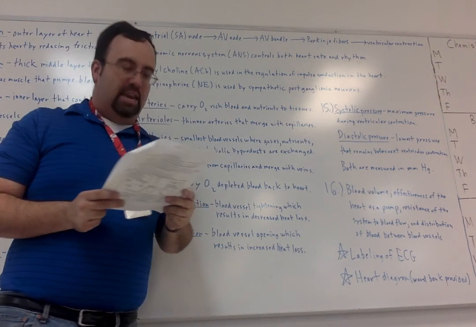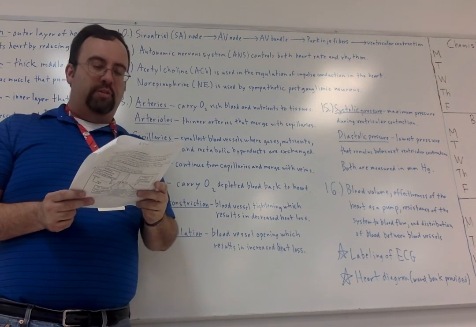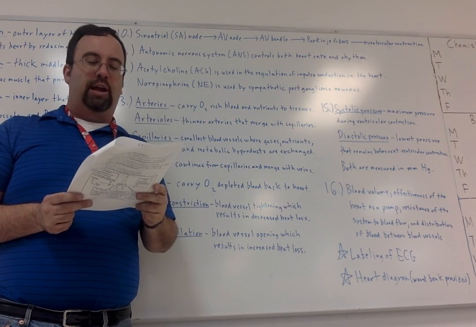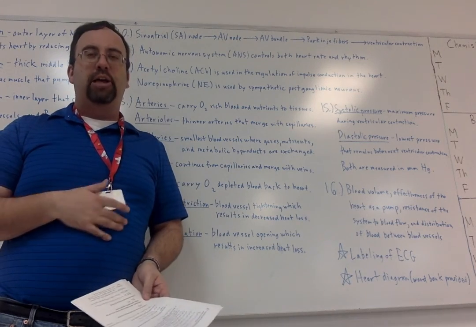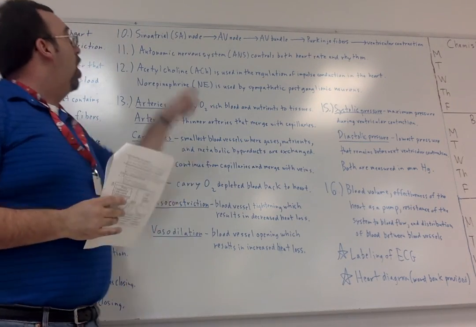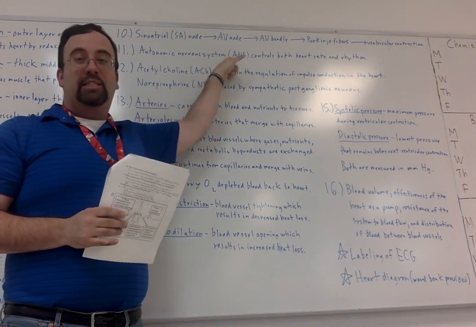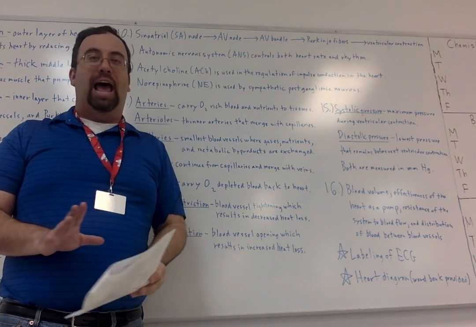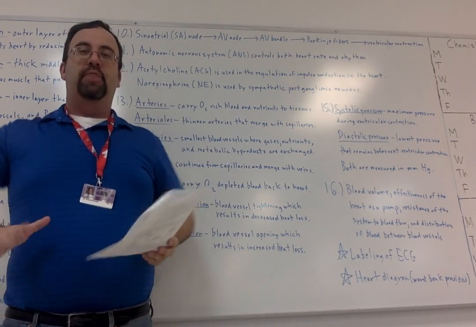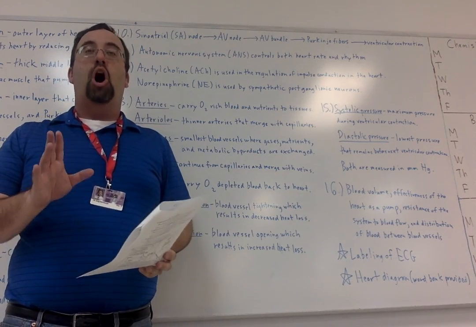All right, number 11. What part of the nervous system controls both heart rate and rhythm? It should come as no surprise to you that it is, in fact, the autonomic nervous system, the ANS, because, again, you don't have to actively think about it. And so, therefore, it's done for you automatically.